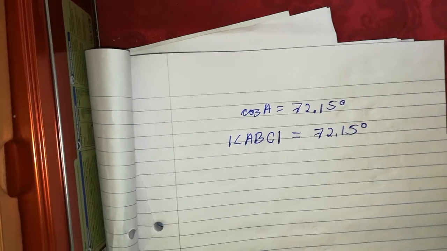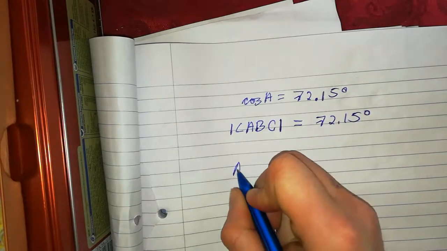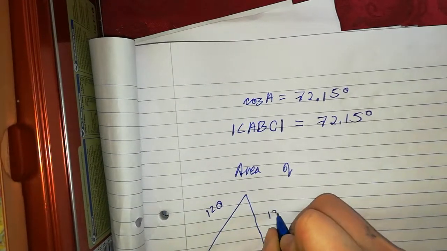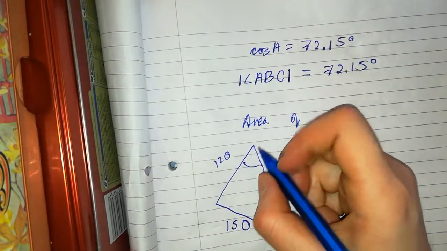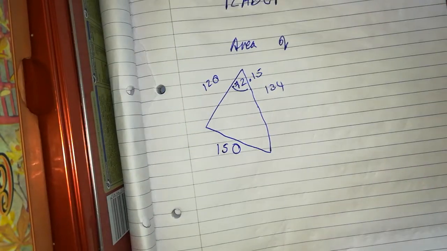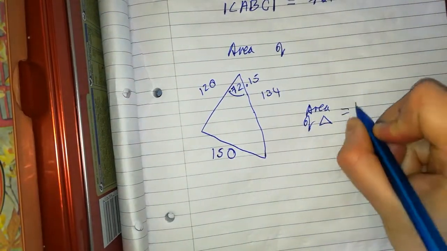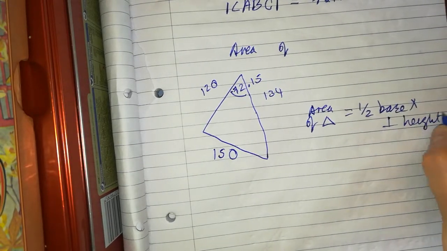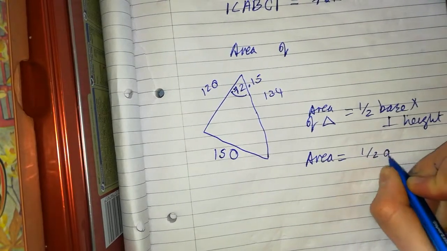So find the area of the triangle ACB to the nearest whole number. Well, the area of a triangle, I'll draw it again, so 120, 134, 150, and we know that this angle here is, I got that it was 72.15. So the area of a triangle is equal to half the base by perpendicular height. Or there's another way, area is equal to a half AB sin C.